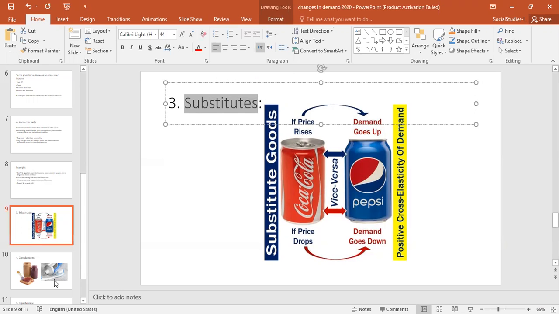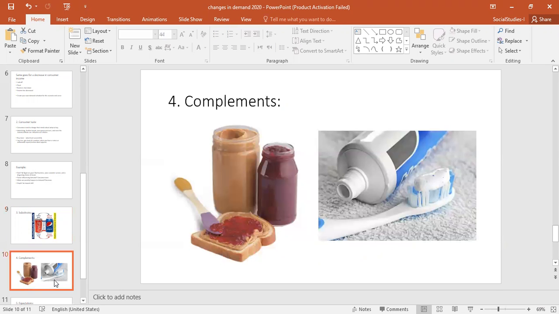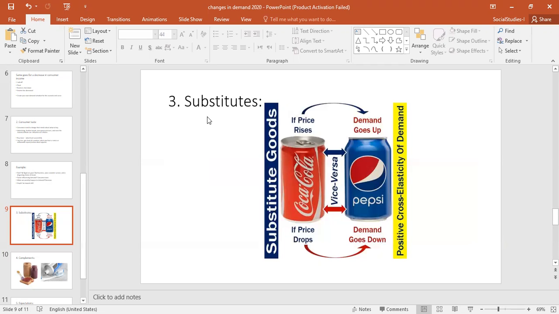On the other hand, we also have complements. Complements are goods that go hand in hand. But let me just elaborate more on substitutes. The picture is pretty much self-explanatory. If the price rises for Coca-Cola, the demand is going to go up for Pepsi. And if the price drops for Coca-Cola, the demand is going to go down for Pepsi.